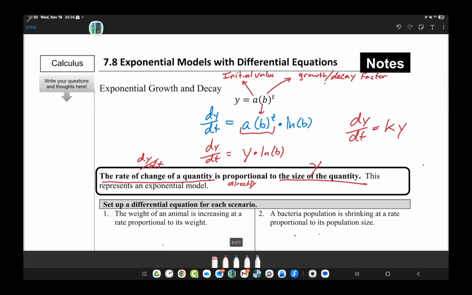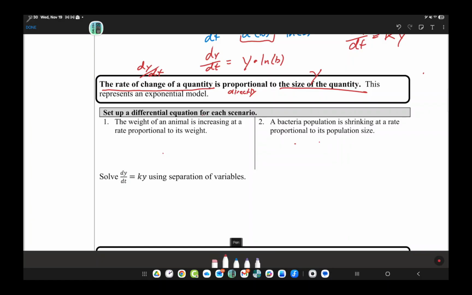Now, what they want you to do is just be able to set this up. The weight of an animal is increasing at a rate proportional to its weight. So dw dt equals kw. Now, the fact that it says increasing means that k is greater than 0. So part 2, a bacteria population is shrinking. That just means k is less than 0, at a rate proportional to its population. So we'll just use a capital P, usually for population. So dp over dt is equal to kp.